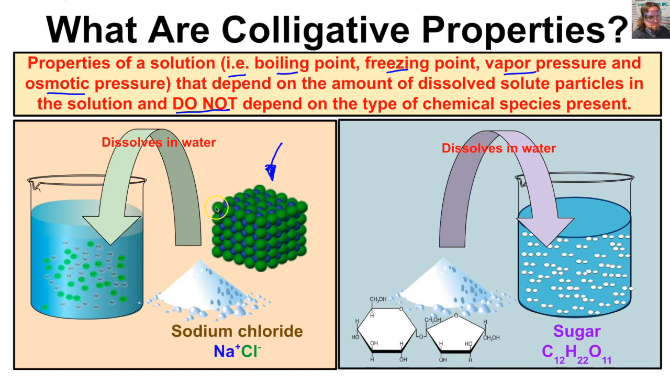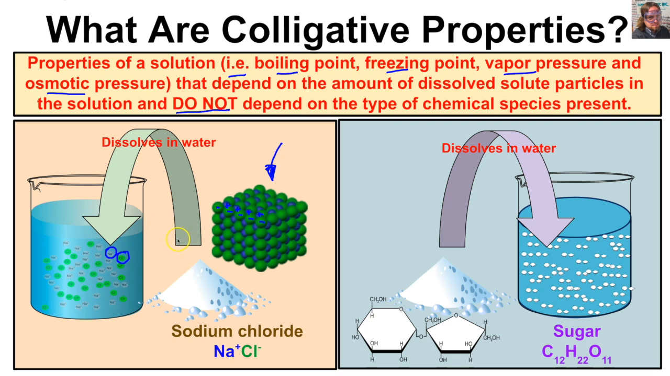We have a bunch of chloride ions which are negative, tightly packed in with sodium ions which have a positive charge. And we learned in an earlier video that when you put this in water, it's going to dissolve and dissociate. It's going to break apart into chloride ions floating around in this water and sodium ions floating around in this water.